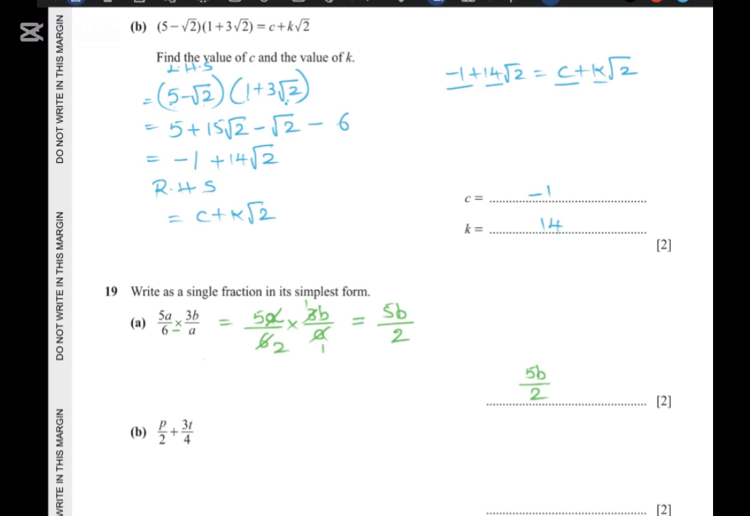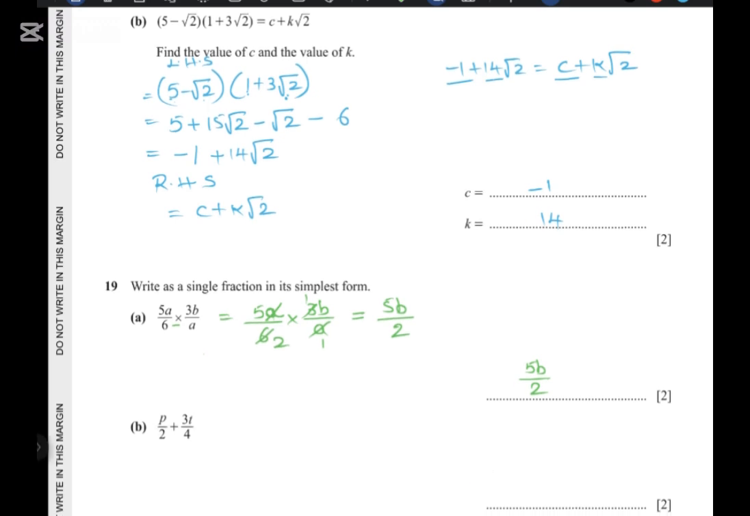Then next is adding of fractions with variables. Whenever you are adding unlike fractions, you need to take the LCM of the denominators. Because 2 is a factor of 4, 4 will be the LCM. Then you have to do 2 into 2, the denominator of the first fraction, which is 4. So the numerator also should be multiplied with 2, so it is 2p. And the numerator of the second fraction will be as it is because the denominator is already 4.